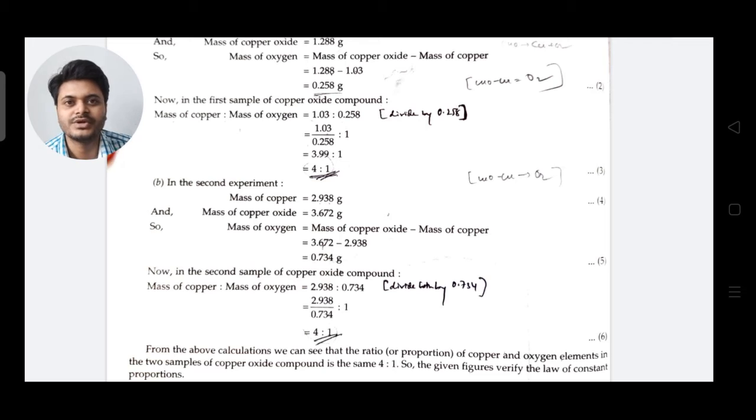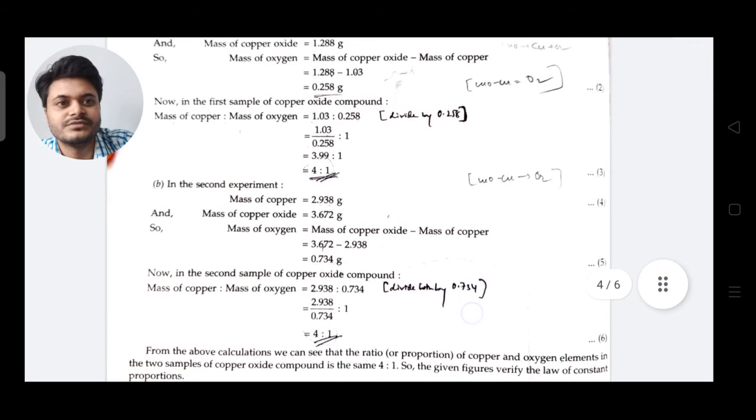Okay, it is 4:1 ratio. So you can see in the above two calculations that the ratio or the proportion of the copper and oxygen element in the two samples of copper oxide compound is the same, 4:1. Okay, so the given figure verifies the law of constant proportion, because in both the experiments it is 4:1 ratio and 4:1 ratio. So that is the law of constant proportion.